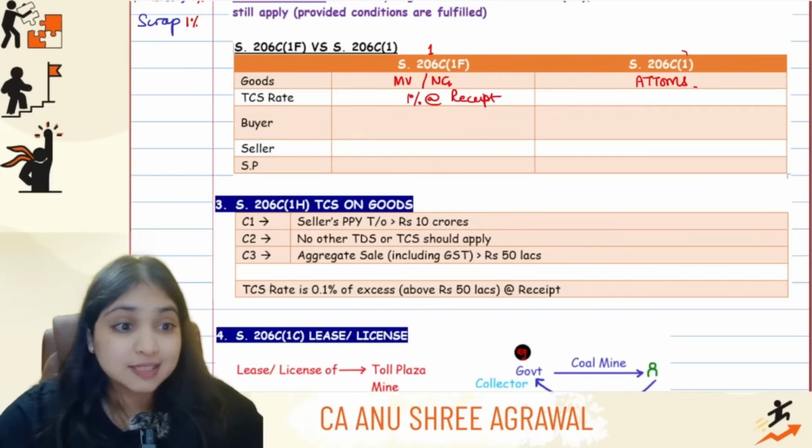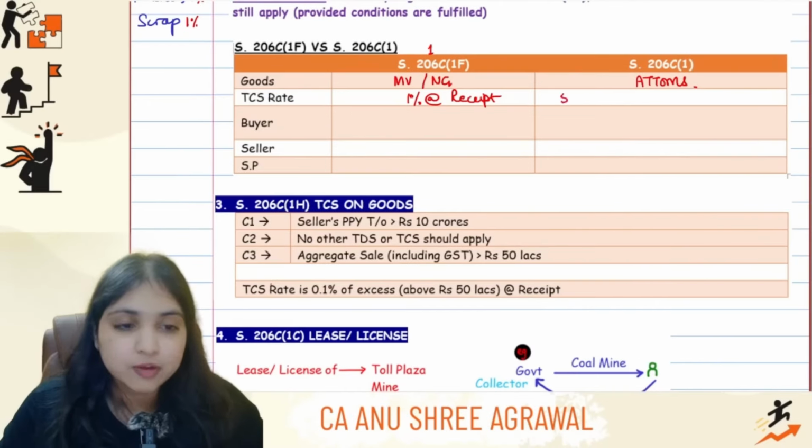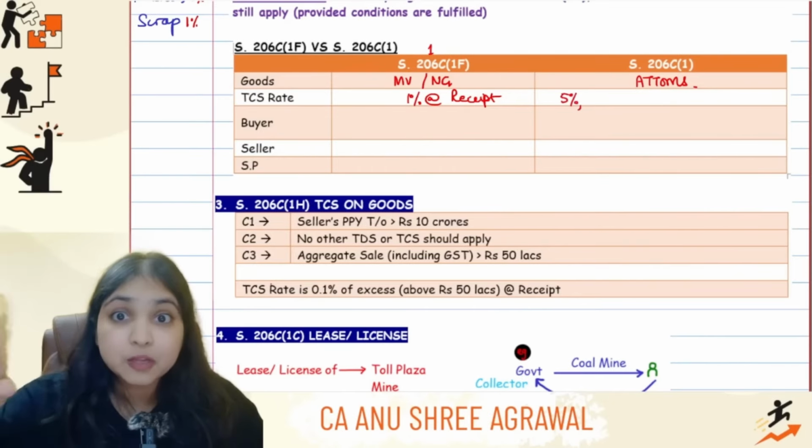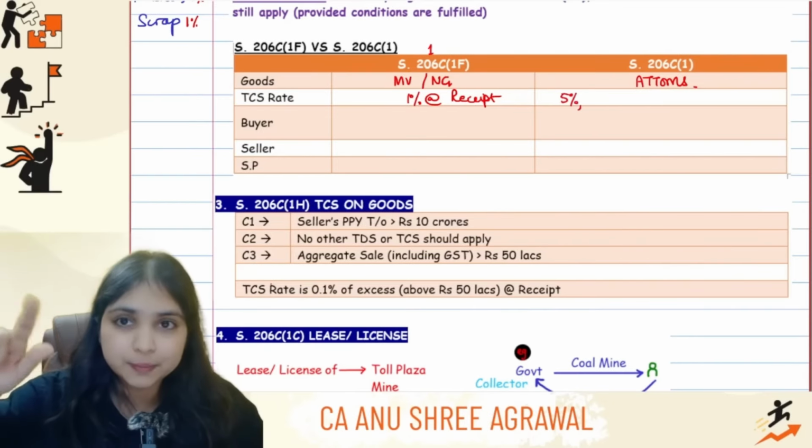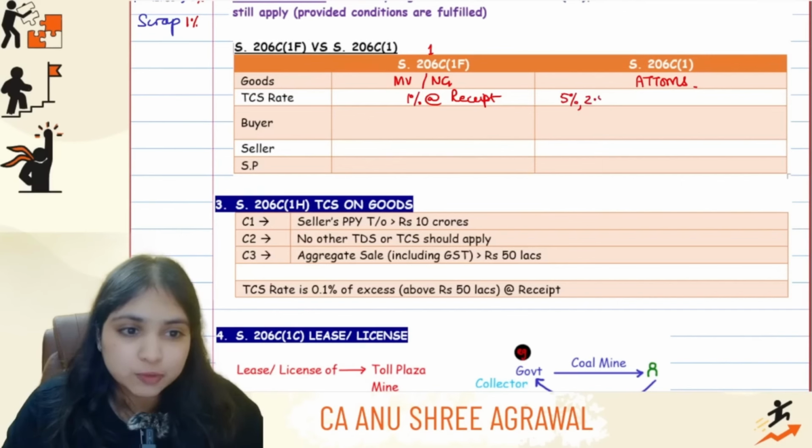In 206C1, three TCS rates we have. For tendu leaves, it is 5%. For TO, that is T for timber and O for other forest produce, it was 2.5%. Everywhere else, it is 1%. When? At the time of receipt or debit, whichever is earlier.